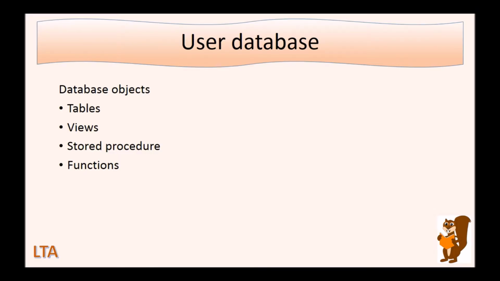User database consists of various different database objects. Some of the popular ones are tables, views, stored procedure, and functions. Table is made up of rows, columns, and relations, whereas view is a result set of a stored query on data. It's actually a virtual table.